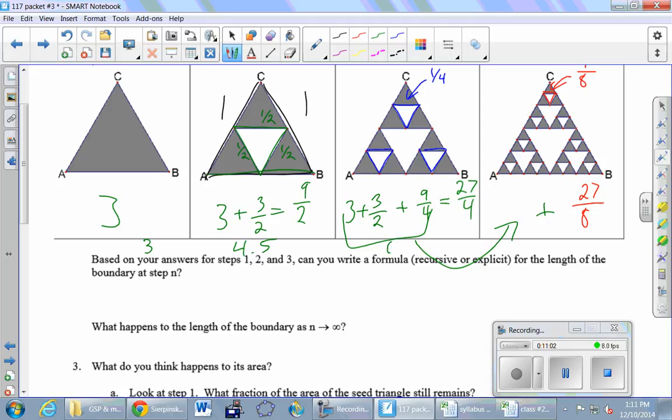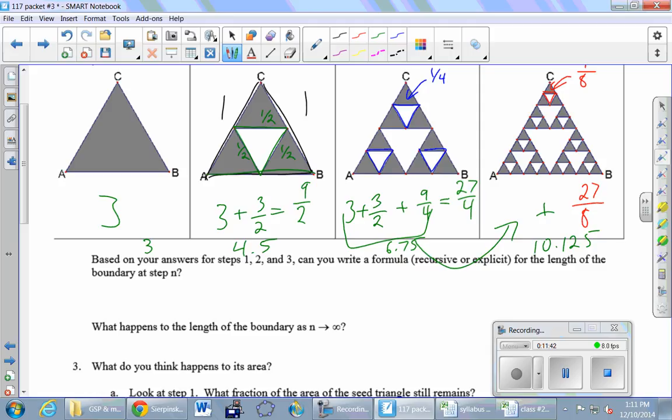27 fourths is 6.75. And then one more, plus the 27 eighths, 10.125. Okay, we're going to look at just that list of numbers, the decimals. So 3 goes to 4.5, goes to 6.75, goes to 10.125. Remember way back when, an arithmetic sequence is where you keep adding the same number. With a moment's reflection, we can decide whether this is arithmetic. Are we consistently adding the same number? No, right? The first one we're adding 1.5, and the second one it's 2.25. It's not consistent there.